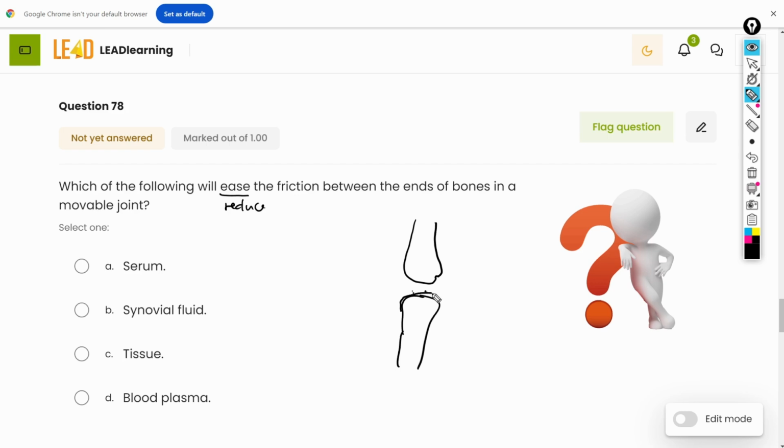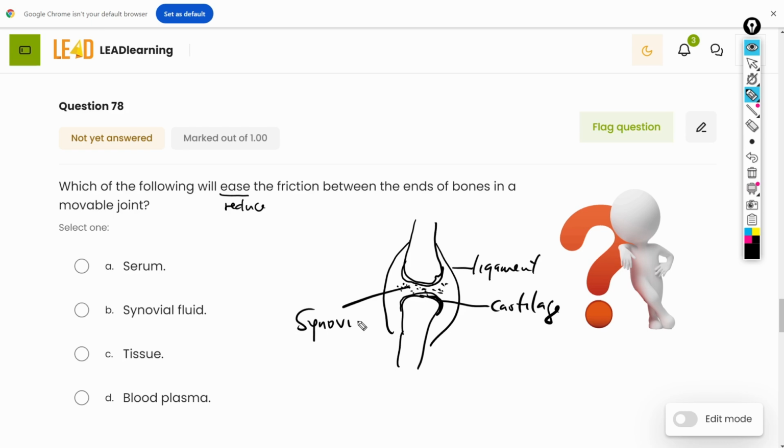Now there is a cartilage on the surface of the bones. And then the bones are connected by the ligament. The ligament connects the two bones. Then the cartilage acts as a shock absorber, provides a cushioning effect. However, in between, in the vacuum here, is a fluid called the synovial fluid. The synovial fluid is a lubricant.